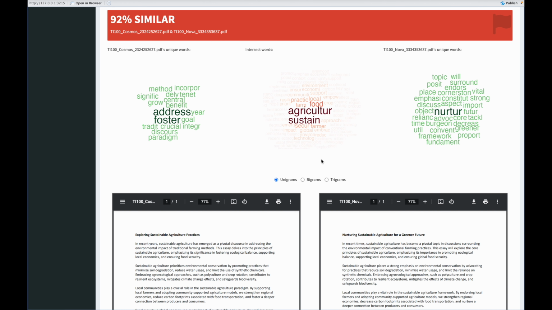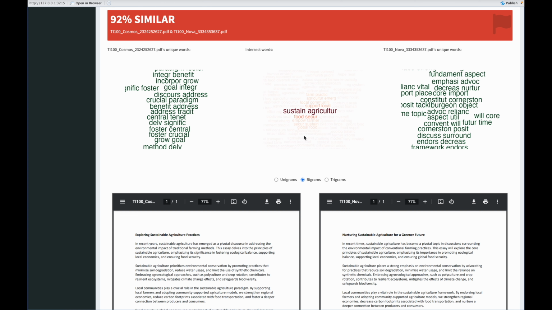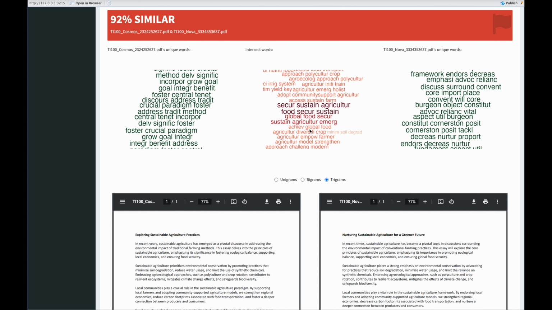Okay, now, what are these right here? Unigrams, bigrams, trigrams. Let me explain. With unigrams, you have per one word. Right here, agriculture, sustain, one word. But if you click bigrams, it's per two words. Okay, as you can see, sustain agriculture, food security, global food, local community, and so on. And what about trigrams? You probably already know. It's 3 words. Alright? And that's it.